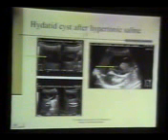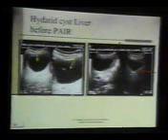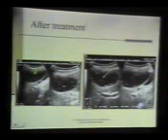Hydatid cyst after the hypertonic saline. You can see the membrane collapse. After 20 to 30 minutes, all the fluid which can be aspirated is taken out, and then the needle is taken out. This is the picture before the PAIR procedure and after the treatment.